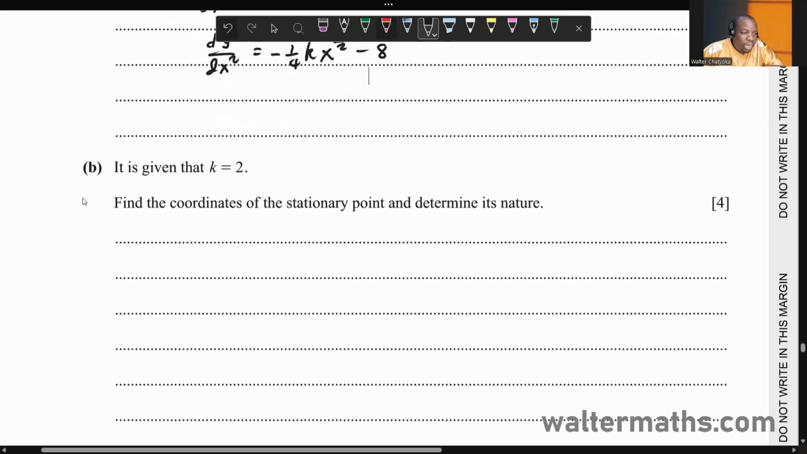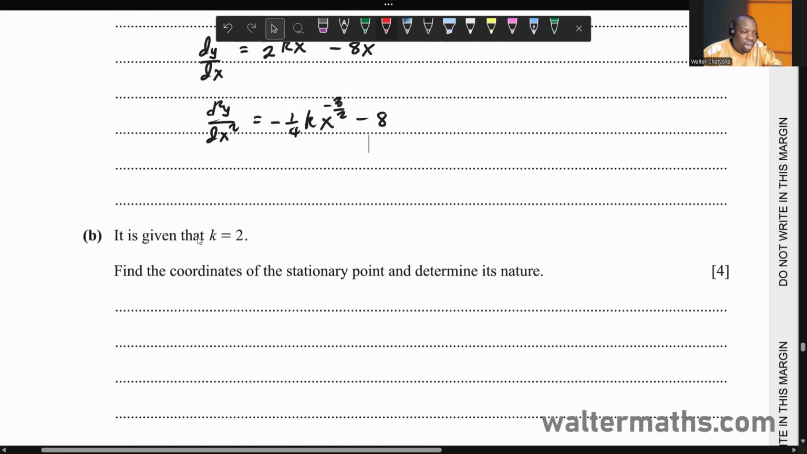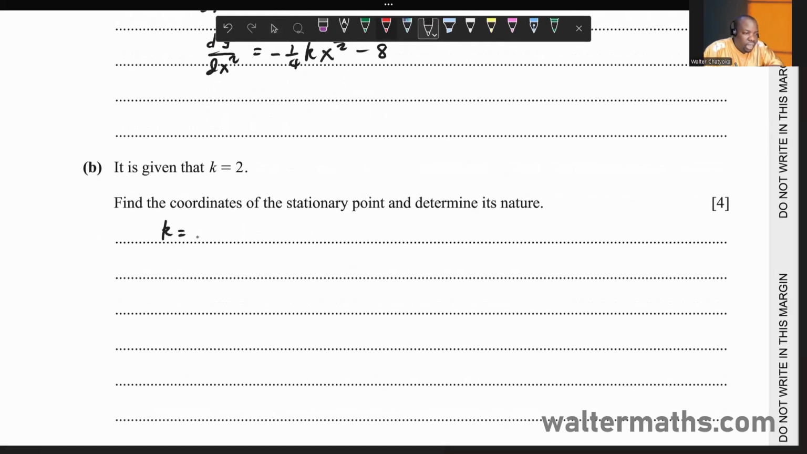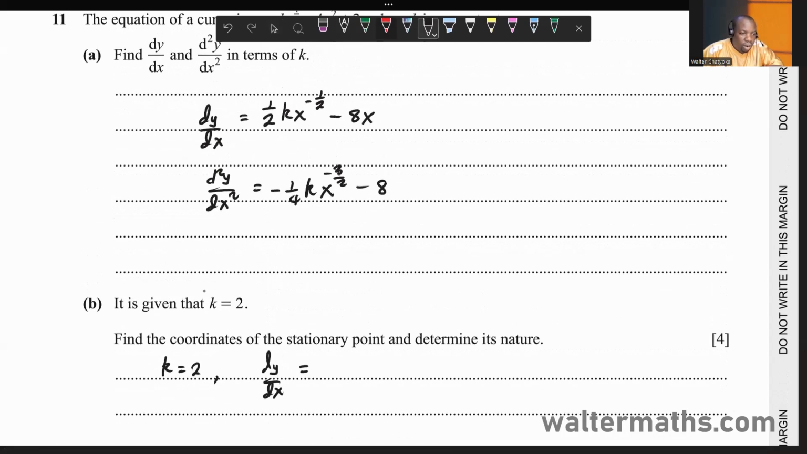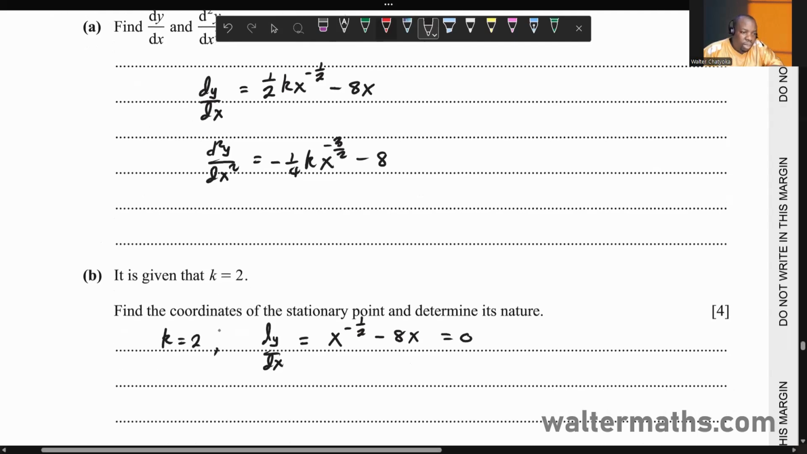Let's go on to part B. It says, it is given that k is equal to 2. Find the coordinates of the stationary point and determine its nature. Okay, so when k is equal to 2, dy by dx will be equal to half of 2, so that's 1. So it will be x to the power minus a half, minus 8x, and at the stationary point, this has to be equal to 0.